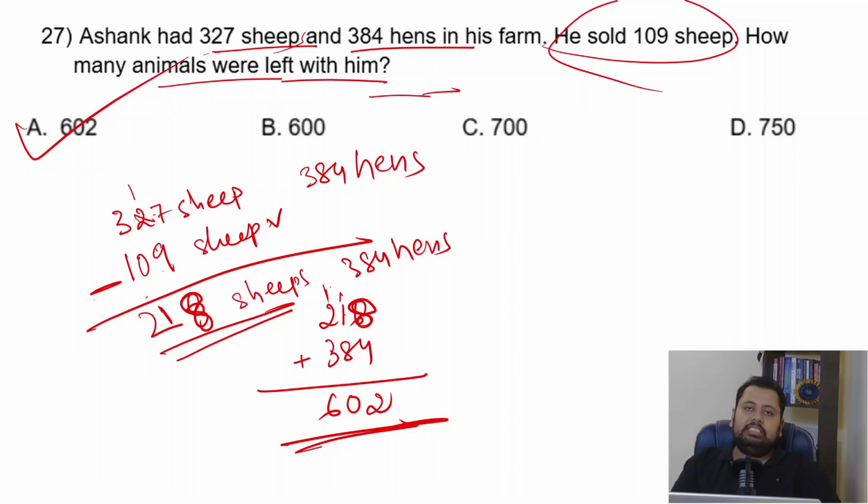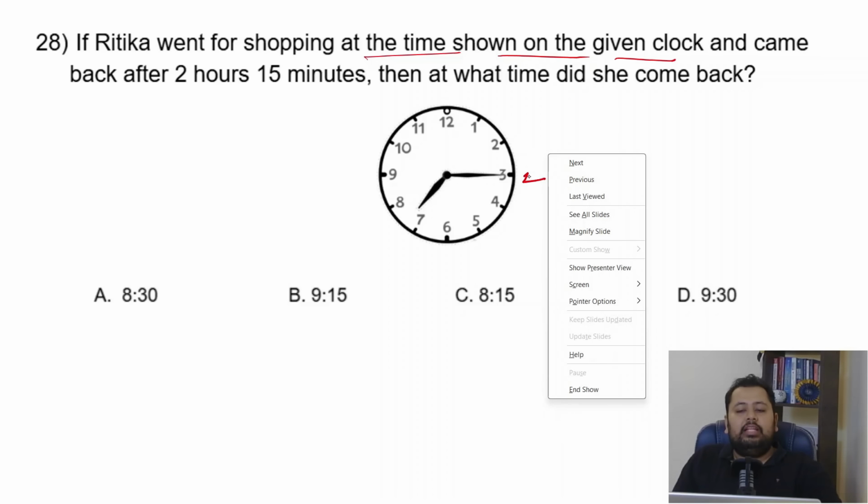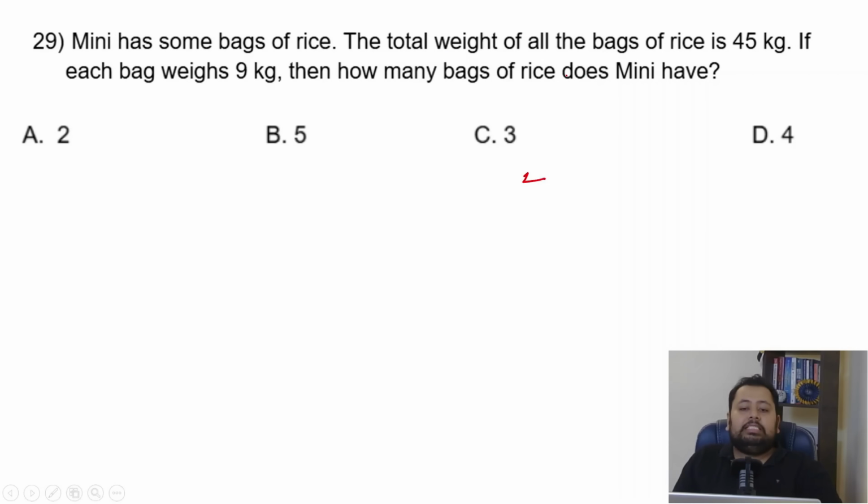And now we move to question number 28. Ritika went shopping at the time shown on the given clock. Some time has been shown here in this clock. You have to find out what it is.